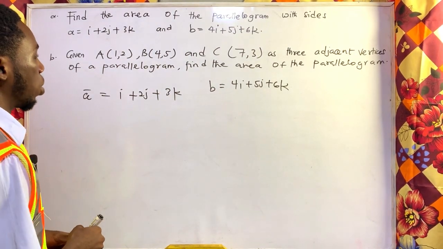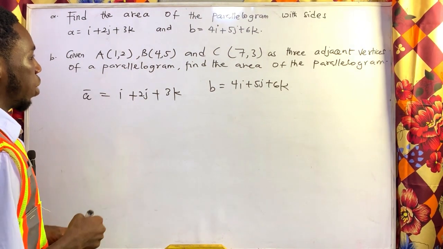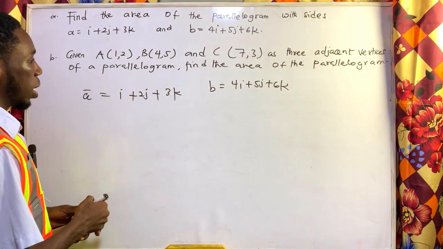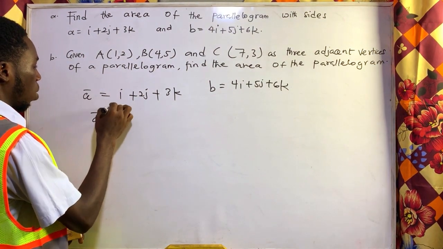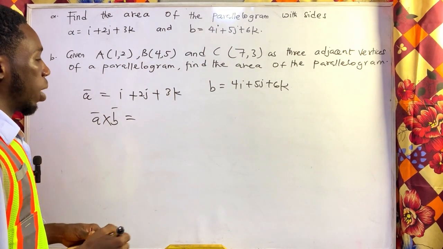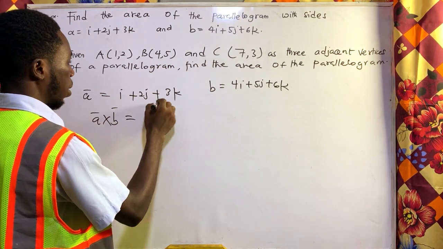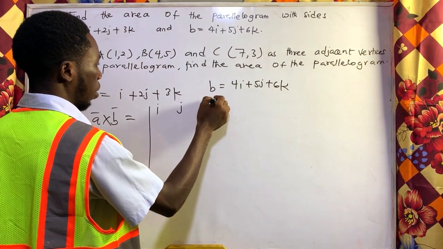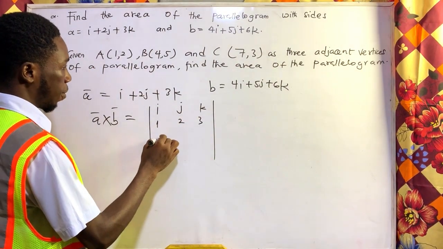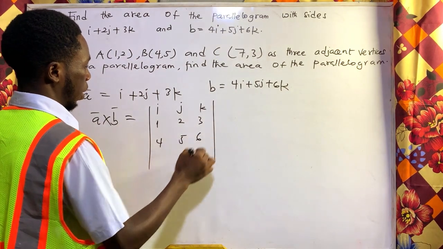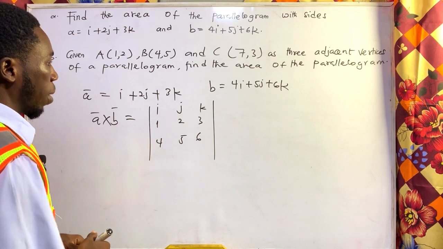Now to find the area of the parallelogram, you know that you can just find the magnitude of the cross product of these two vectors. So let's find the cross product. Vector A cross B will be equal to, we are going to form a 3 by 3 matrix here. We have i, j, and k, then 1, 2, 3, then 4, 5, and 6. So let's find the cross product, or the vector product.